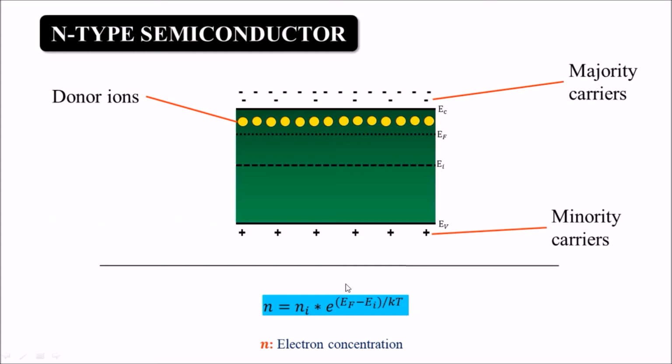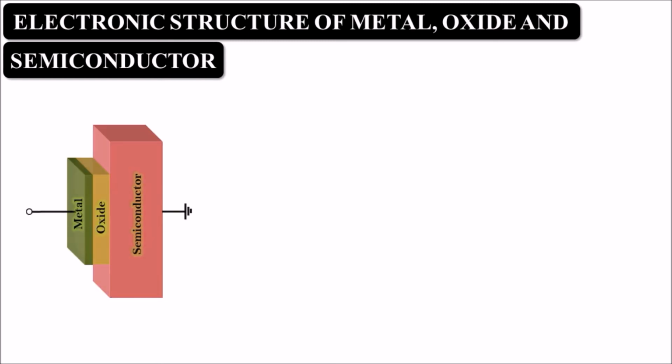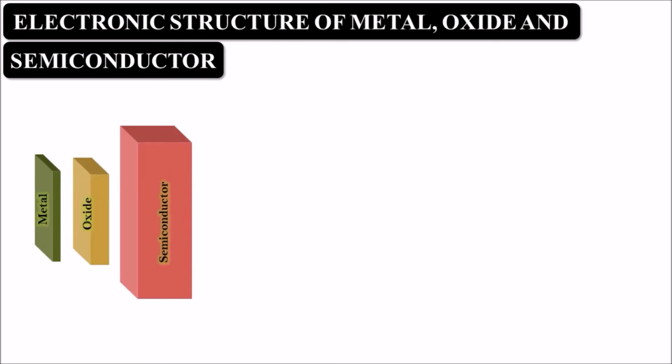As we have seen, in a MOS capacitor, metal, oxide and semiconductor are the three integral components of this capacitor. So now we will see individually its band diagram without application of any voltage.